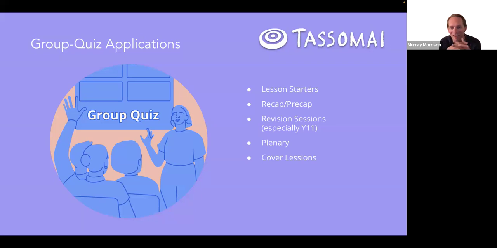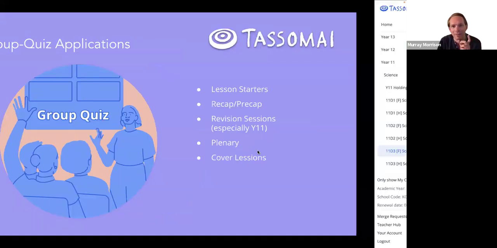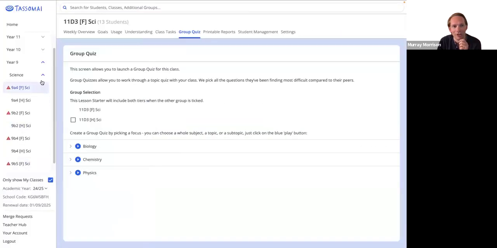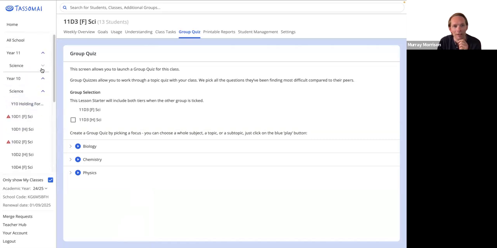If you are unable to teach a lesson, or you've got a colleague who's sick, I'm going to just go back to the demo here. Here's a teacher who maybe doesn't have many classes in year 11 science. I'm not teaching any year 11s, but this colleague is in and I'm away. I can say, can you cover my lesson, log into Tassomai and do some group quizzes with my class? All you've got to do is untick this box that says only show my classes. And now you can see every class.